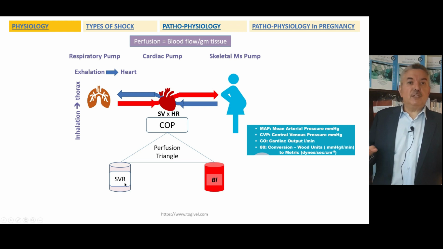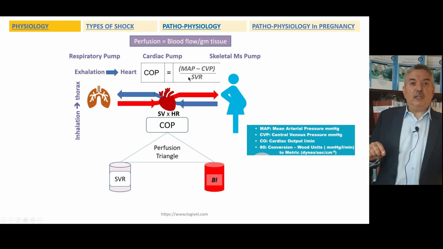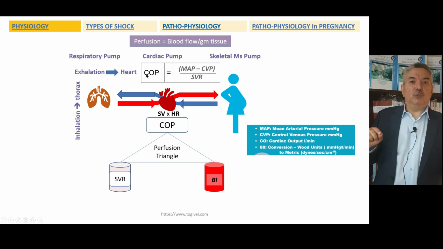Systemic vascular resistance: the cardiac output is also the difference in pressure between the mean arterial pressure and the central venous pressure in the right atrium. The difference in pressure divided by the systemic vascular resistance is equal to the cardiac output. So this means that if systemic vascular resistance decreases, the cardiac output increases, and vice versa. The systemic vascular resistance equation is very important.